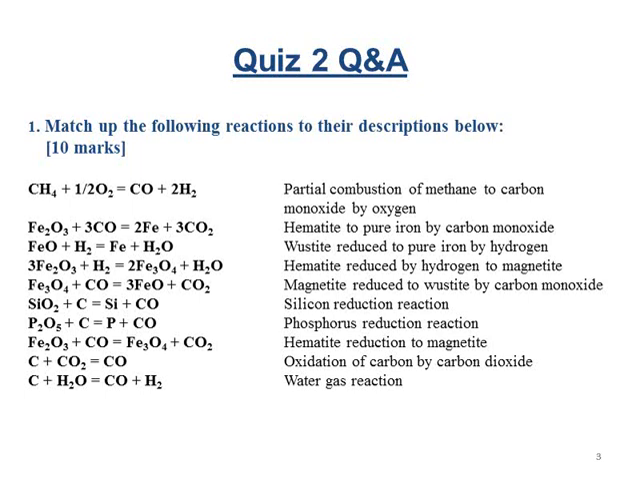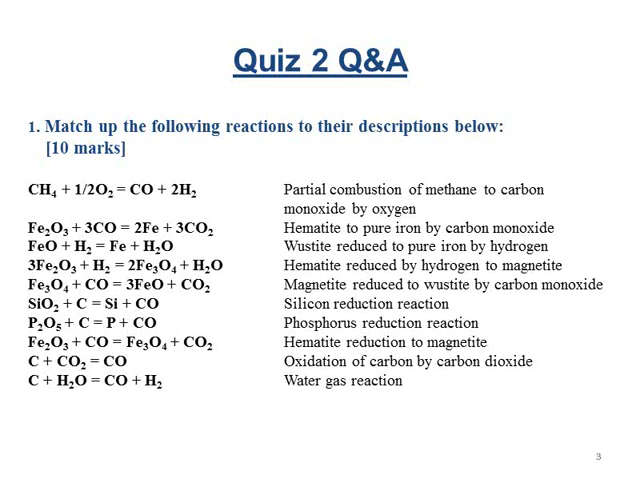FeO is the lowest oxidation state of iron oxide. It's wustite. So it's FeO plus H2. It's being reduced, it's a reduction reaction, being reduced by hydrogen gas, and it's producing metallic iron and H2O. So in that case, wustite is reduced to pure iron by hydrogen. And likewise, Fe3O4 plus CO goes to 3FeO plus CO2, and that's a magnetite reduction to wustite by carbon monoxide.